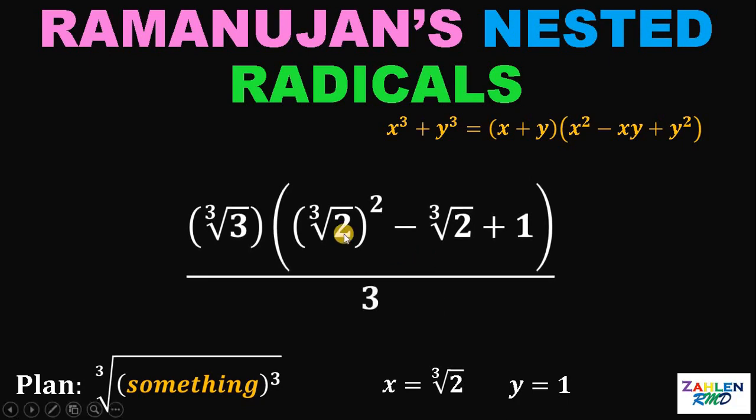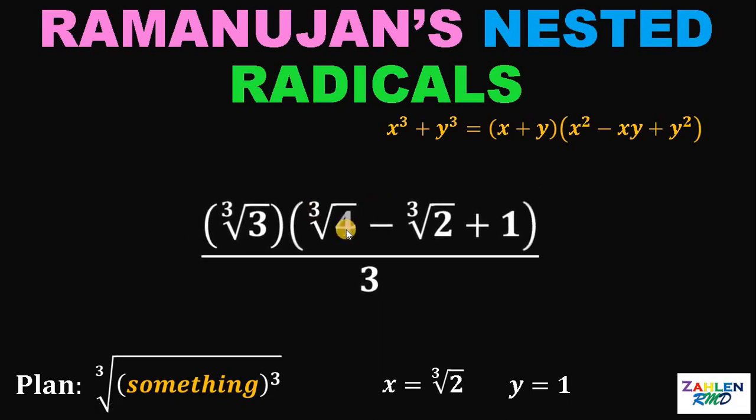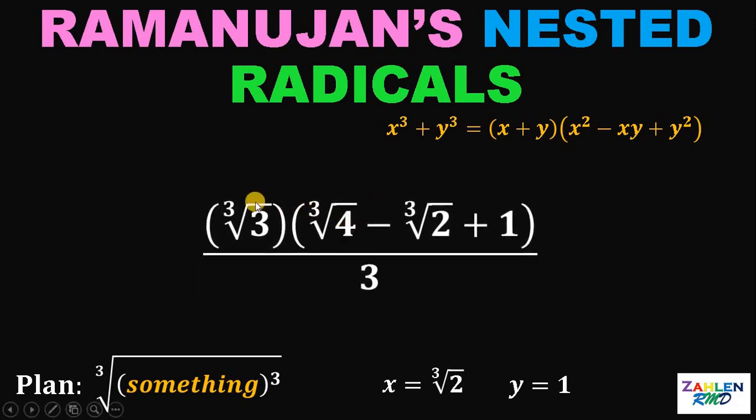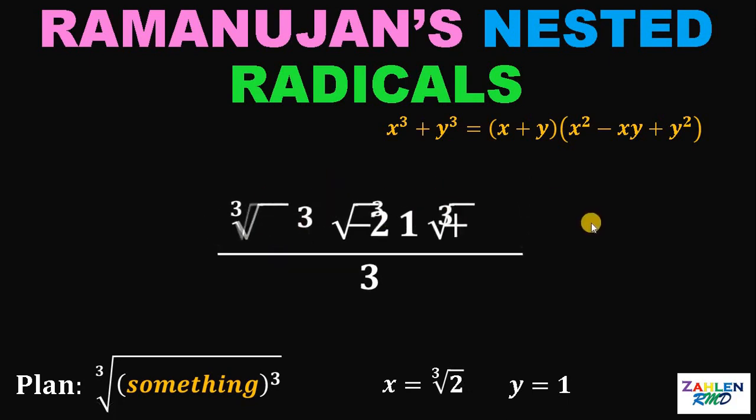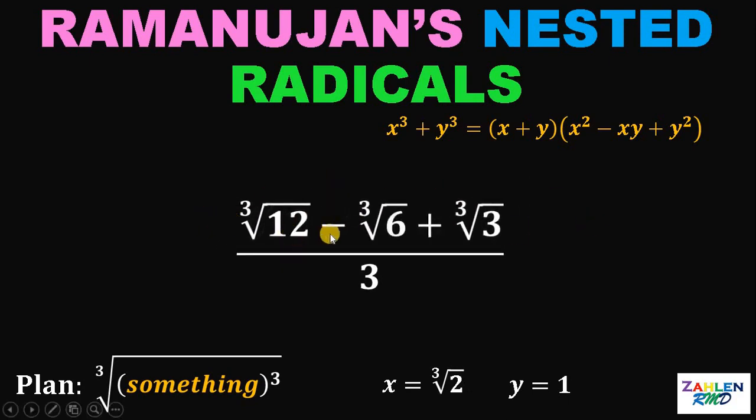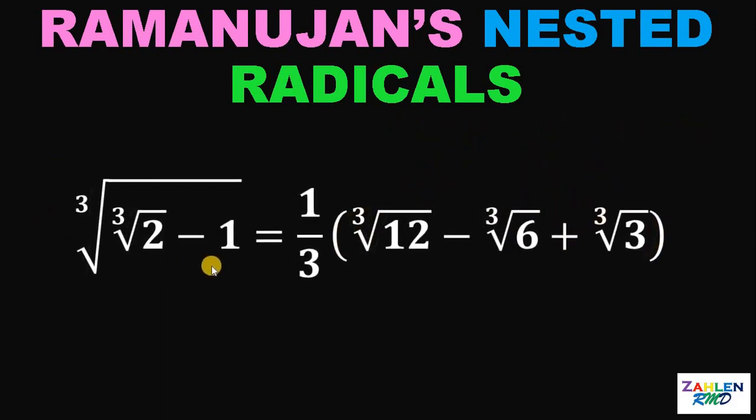Now, let's simplify some terms. Cube root of 2 raised to 2 can be written as cube root of 4. Now, we can distribute this cube root of 3 to the rest of this expression, and we get cube root of 12 minus cube root of 6 plus cube root of 3. Therefore, one equivalent of cube root of 2 minus 1 is 1/3 times cube root of 12 minus cube root of 6 plus cube root of 3.